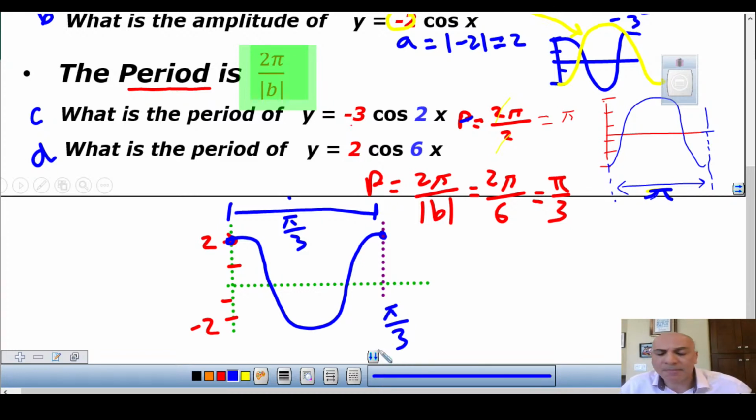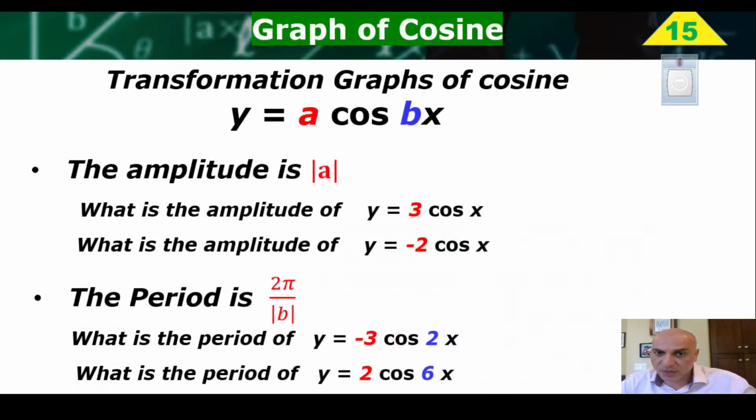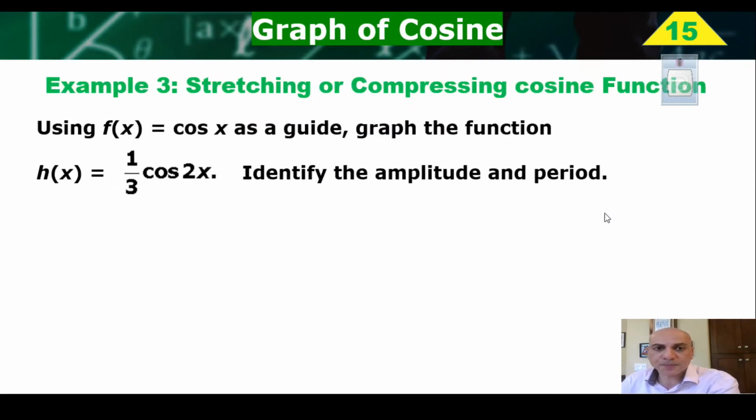Oh my gosh. It takes 2 pi for the parent to finish. This dude starts and finishes in 60 degrees. That's a short time. That's what the b helps you with: find the period for that function.